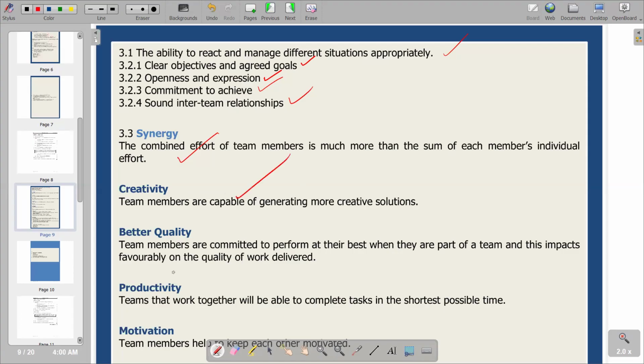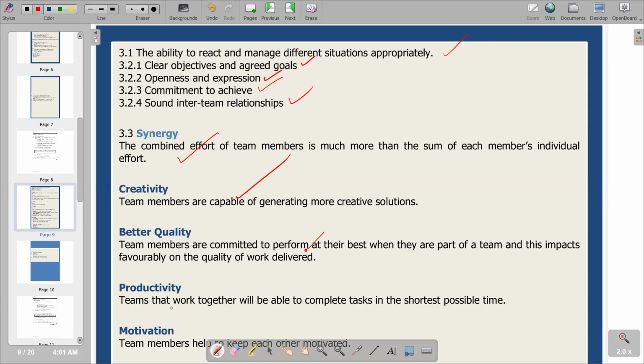Then better quality also. Team members are committed to perform at their best when they are part of a team, and this impacts favorably on the quality of work delivered. So obviously, when there is teamwork, there is coordination, there is motivation. Workers also work to their best, and efficiency is enhanced. And at the end of the day, the quality of the product or service that's going to be provided is also going to be enhanced. So basically, that's what we get: better quality.